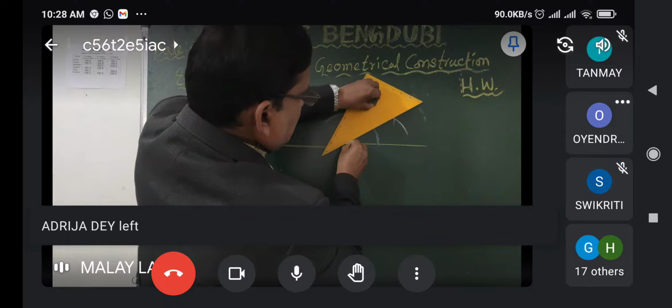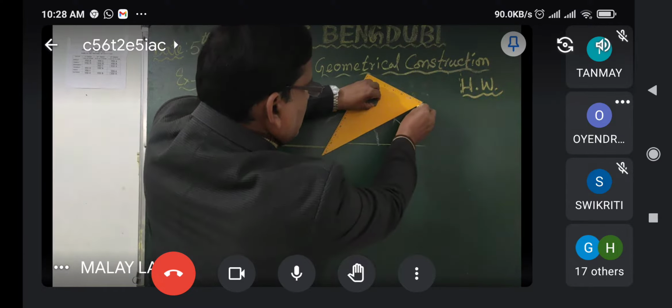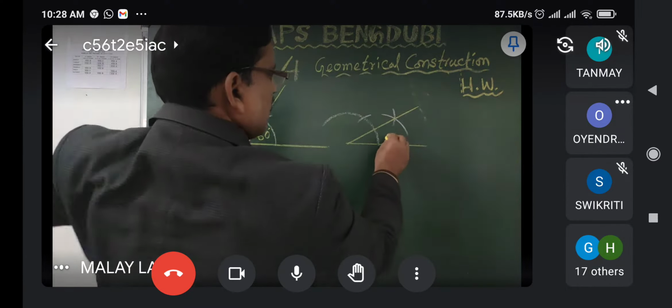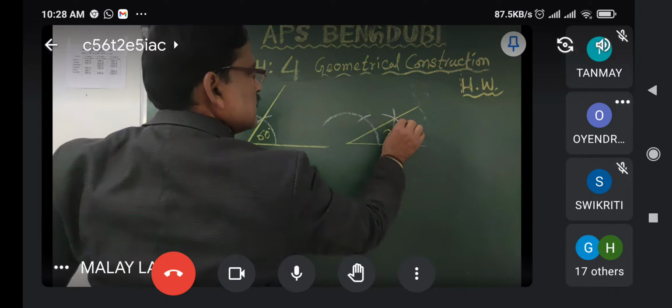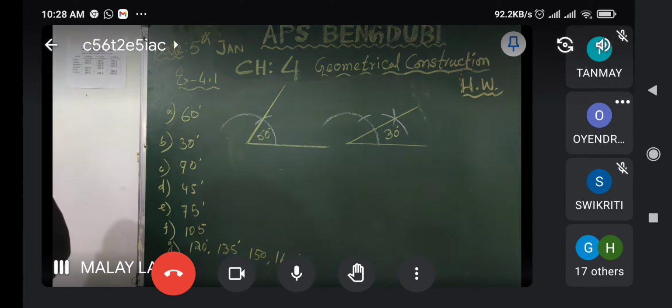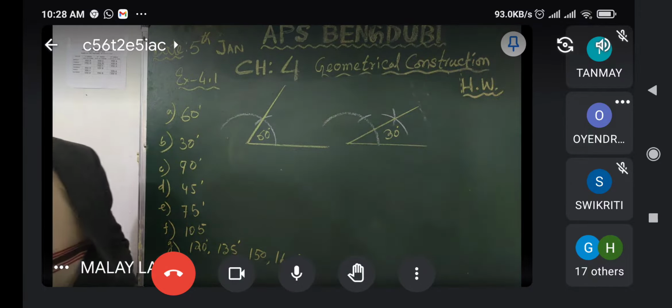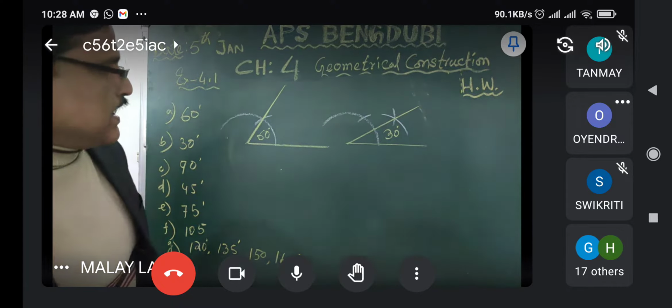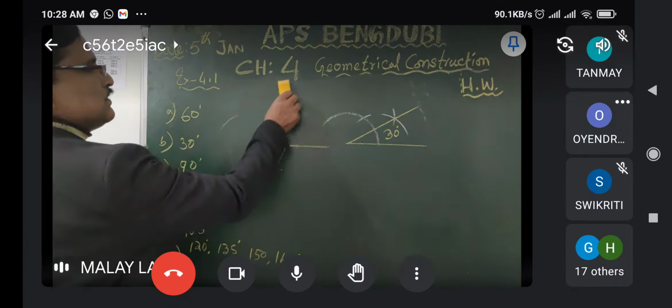Now place it here. First pencil, then ruler. Now it is 30 degree. Any doubt? Any confusion? No, sir. No confusion? Clearly visible? Okay, yes, it is clearly visible. Now do it, please do it. आप लोग साथ साथ करो. Now I'm rubbing one by one and doing the other part.